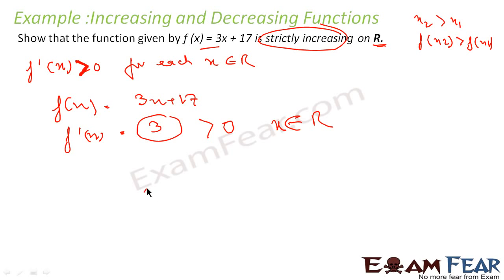So I can say that this function is strictly increasing. Why strictly? Because it is greater than 0. It is not greater than or equal to. It is greater than 0. Correct?